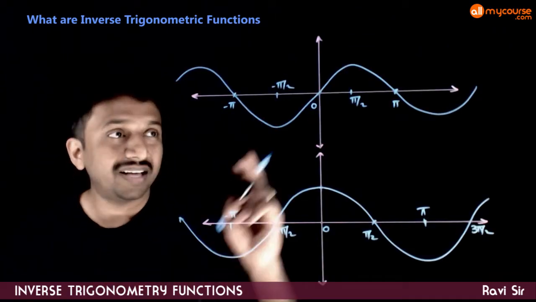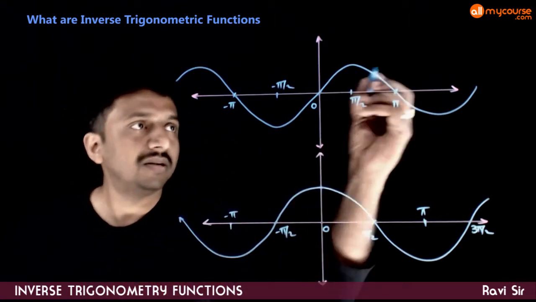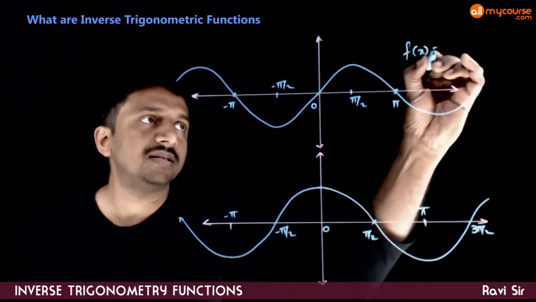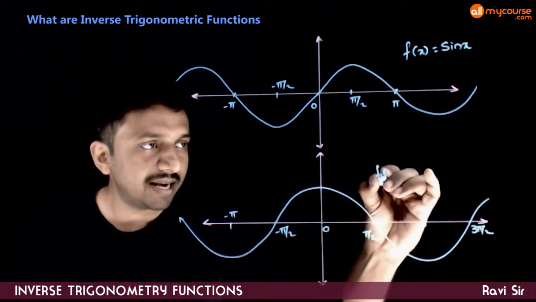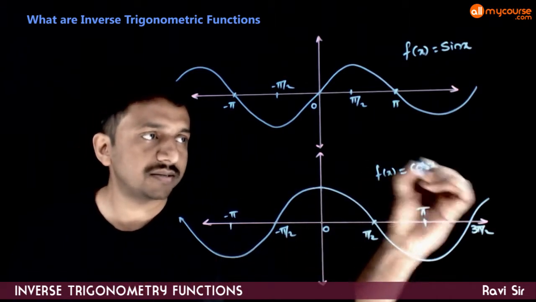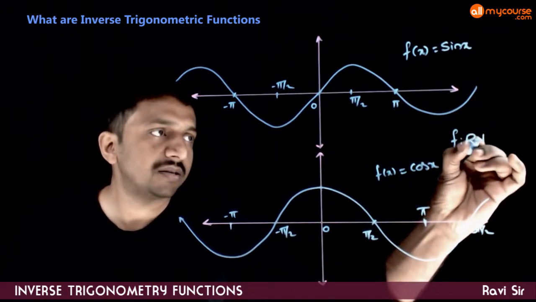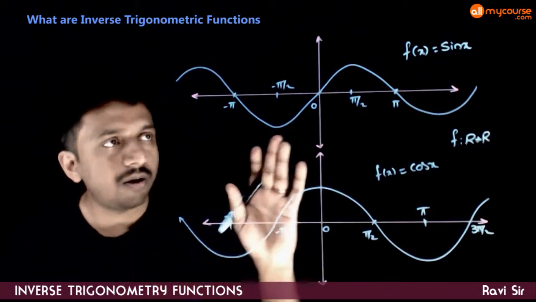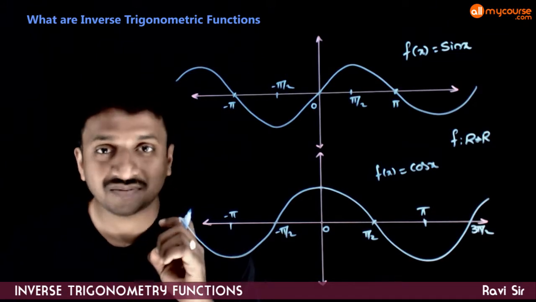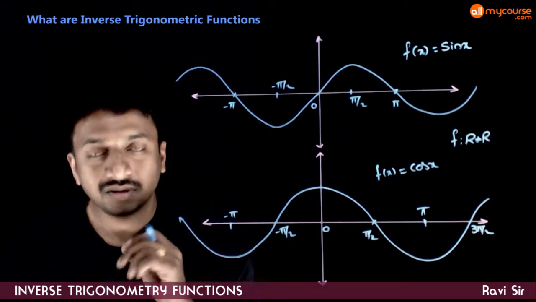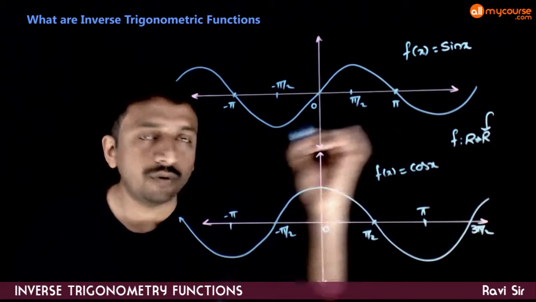Let us first take graphs of y is equal to sin x and y is equal to cos x. So this is f of x or y is equal to sin x, the graph, as you know, and the second is the graph of cos x. If these functions are defined from real numbers to real numbers, obviously these are not one-one onto functions. So first, let us make this function into an onto function. How do you make the functions into onto function? By appropriate restriction of codomain.